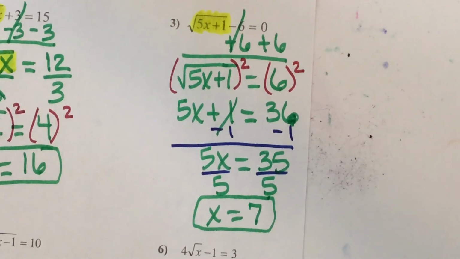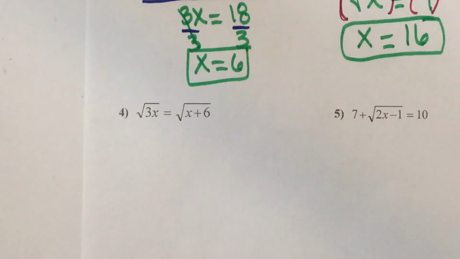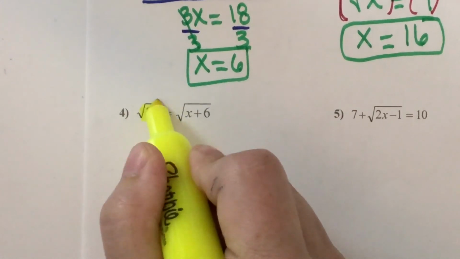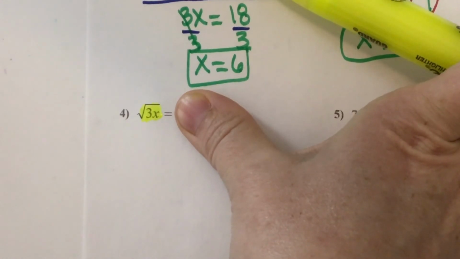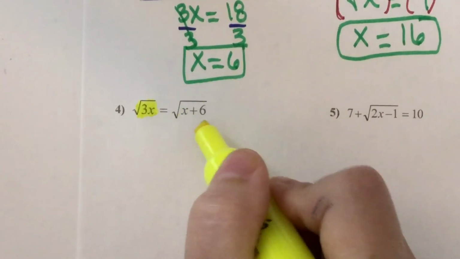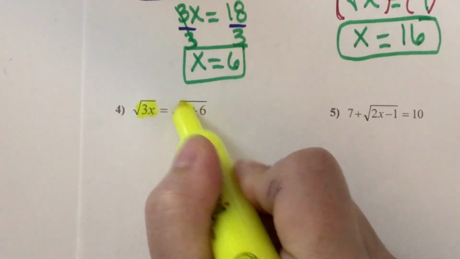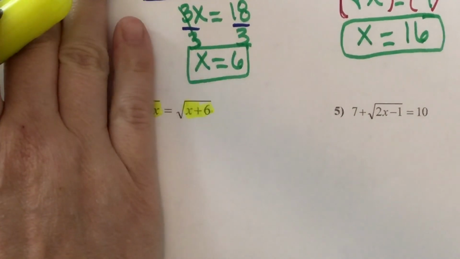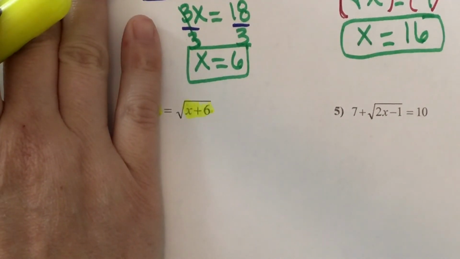Okay, now number 4 looks different, but it's not hard. All right, so my variable that's under the radical, it is by itself on the left-hand side. There's nothing smushed against it. There's nothing added or subtracted behind it or in front of it. The right-hand side, same thing. The variable that's under the radical, it's by itself. There's nothing smushed against it or added or subtracted behind it.